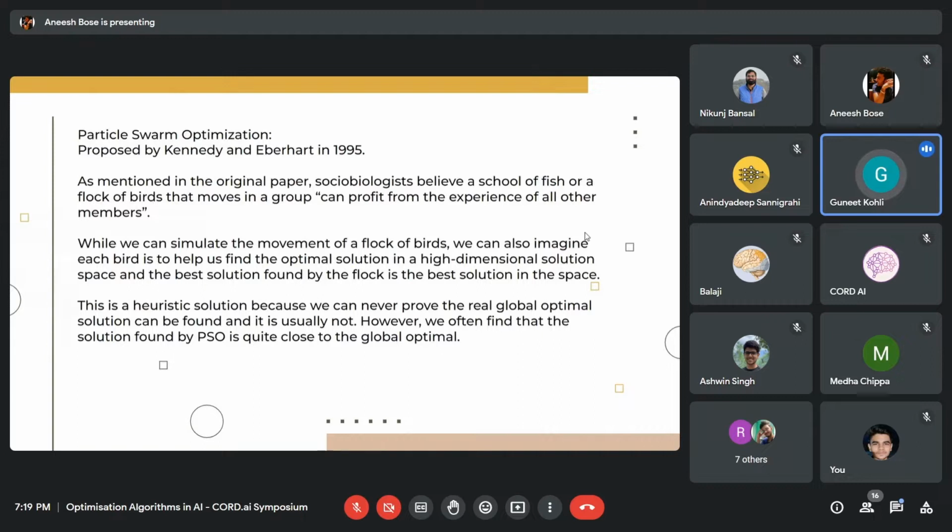So this is a very general overview about what it is, but on the slide deck you can actually see the formal definitions that are there. So yeah, Anish, can you just move to the next one?